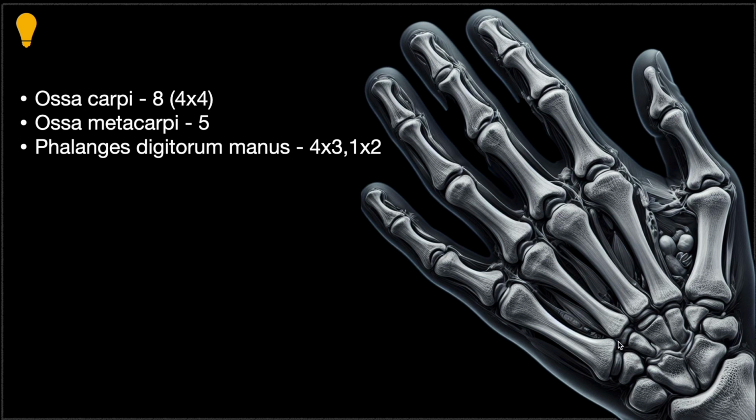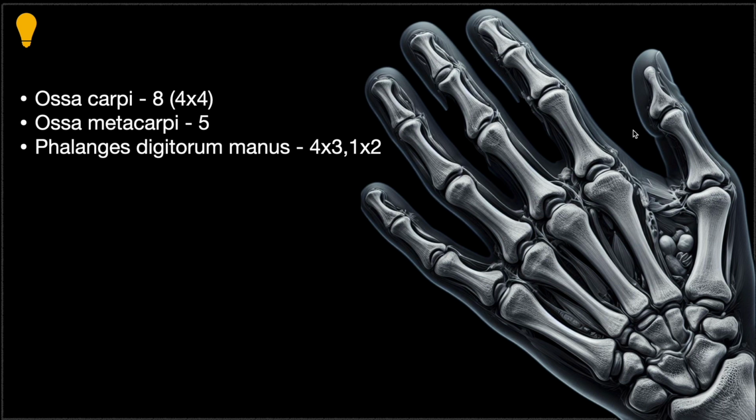I wrote the Latin names of the bones, so once again, let's repeat. We have ossa carpi, which are the carpal bones, 8 bones. Ossa metacarpi, metacarpal bones, 5 bones, and phalanges digitorum manus, manus means hand, 4 times 3 and 1 times 2.